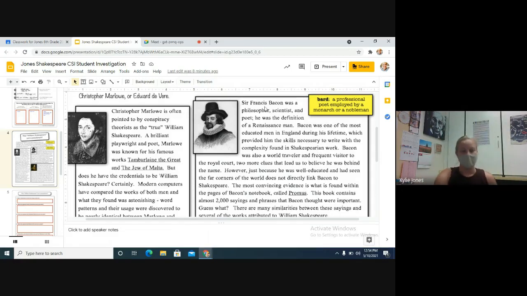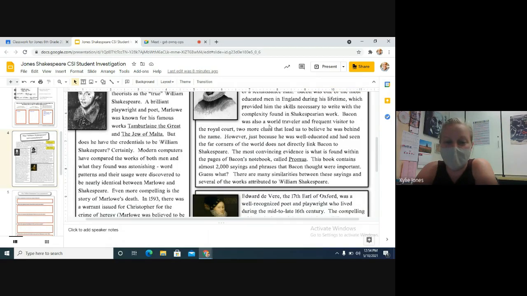It says, Sir Francis Bacon was a philosopher, scientist, and poet. He was the definition of a Renaissance man. Bacon was one of the most educated men in England during his lifetime, which provided him the skills necessary to write with the complexity found in Shakespearean work. Bacon was also a world traveler and frequent visitor to the royal courts. Two more clues that lead us to believe that he was behind the name William Shakespeare. However, just because he was well educated and had seen the far corners of the world does not directly link Bacon to Shakespeare. The most convincing evidence is what is found within the pages of Bacon's notebook called the Promus.